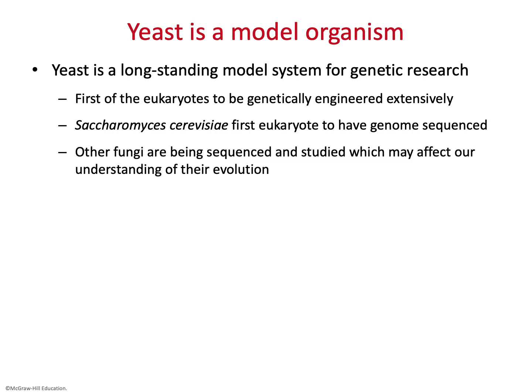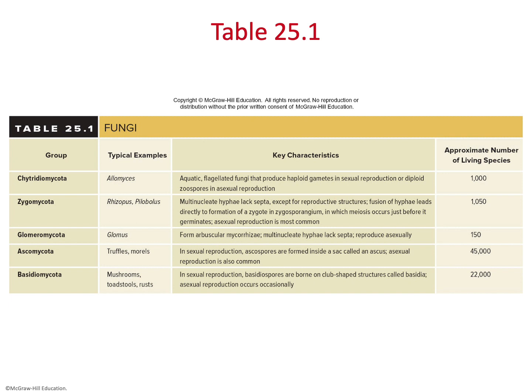So I have a table, 25.1, that shows the groups that we just talked about, typical examples, key characteristics, and approximate numbers of living species. I thought this is a good table for a summary of what we learned today.